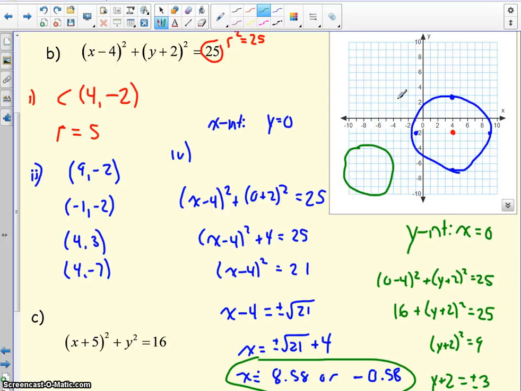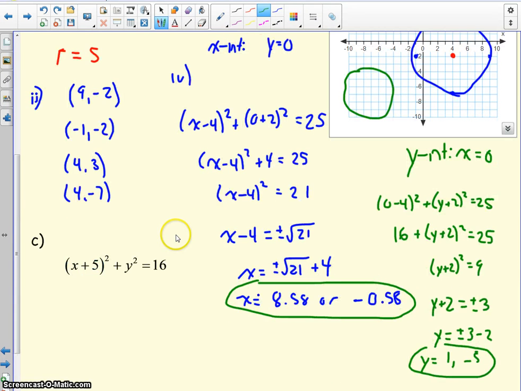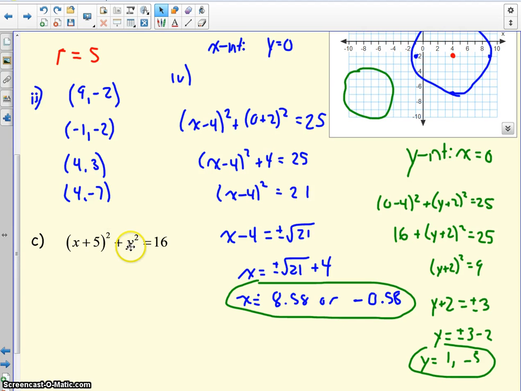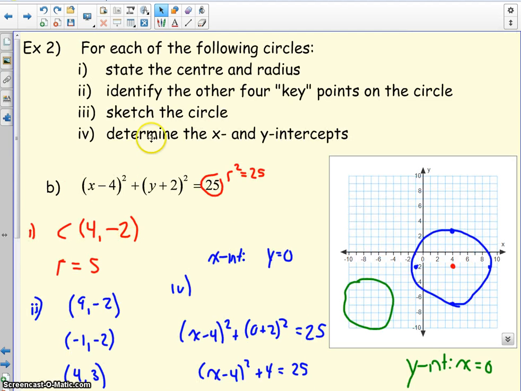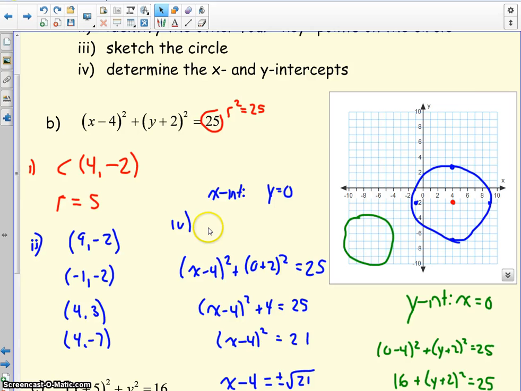Okay, so with those two done, I'd like you to try doing C on your own. So x plus 5 all squared plus y squared. When you finish finding the center, radius, the other key points on the circle, doing a sketch, and finding the x and y intercepts, push play and we'll go through the answer together.